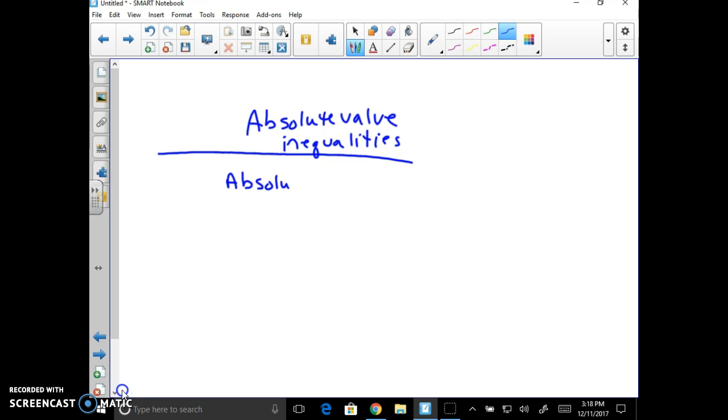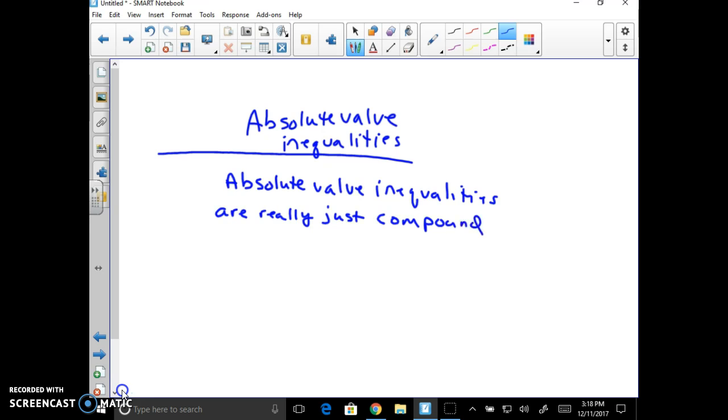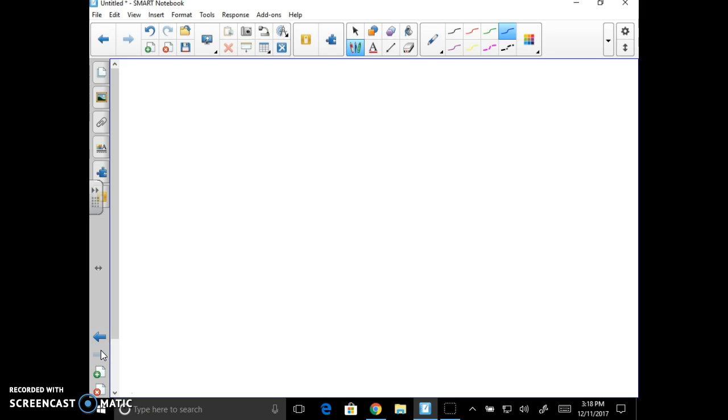Absolute value inequalities are really just compound inequalities. Okay, and then solving absolute value, I'm not going to use the term absolute value inequalities. It's an old thing. Okay, so when we solve absolute value inequalities, let's do number 1.